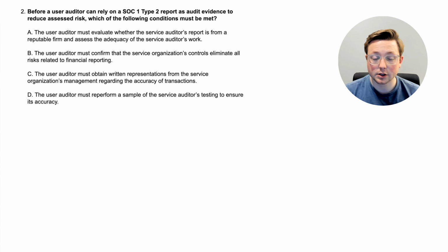Option A, the user auditor must evaluate whether the service auditor's report is from a reputable firm and assess the adequacy of the service auditor's work. Option B, the user auditor must confirm that the service organization's controls eliminate all risks related to financial reporting. Option C, the user auditor must obtain written representations from the service organization's management regarding the accuracy of transactions. Or option D, the user auditor must reperform a sample of the service auditor's testing to ensure its accuracy.